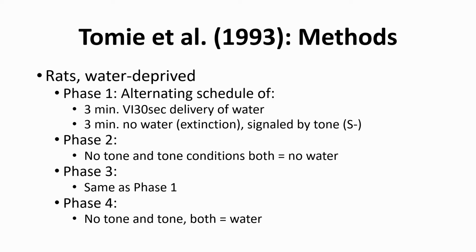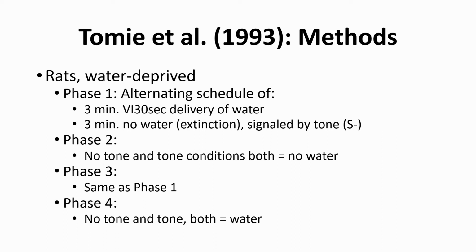For phase 1, we saw an alternating schedule of either 3 minutes with a variable interval of 30 seconds for water delivery, so basically every 30 seconds, more or less, that's what the variable part means. Every 30 seconds on average, the rat would receive access to water, and then that would be followed by 3 minutes of no water, so an extinction period, and this was signaled by a tone. So we introduce an S- that means no water.